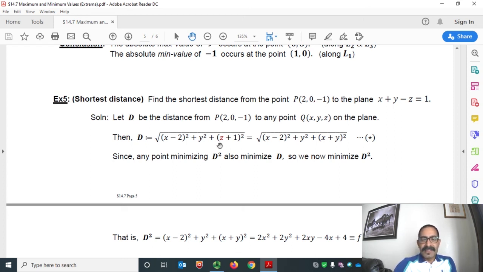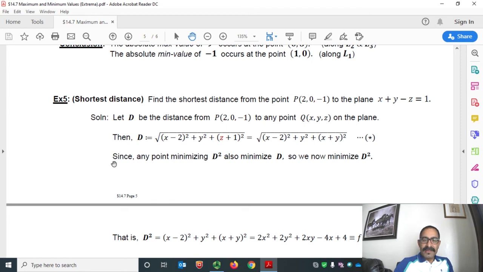So then for this z, I need to put the value from here. Z equals, take this z to the right side, bring 1 to the left side. Z equals x plus y minus 1. So then the 1 cancels, simply x plus y squared. Now we have equation star.